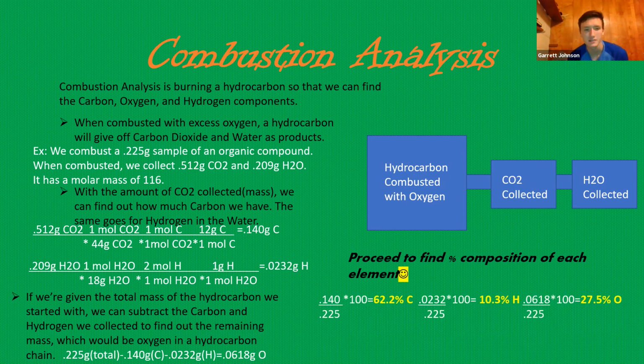Now that we have the masses, we can find the percent composition. All you've got to do is divide by the total mass, which we're given, the 0.225 gram sample. So 0.14 grams of carbon divided by 0.225 grams total, times 100, gives you 62.2%. Hydrogen, 0.0232 grams divided by 0.225 grams total, times 100, gives you 10.3% hydrogen. And for oxygen, 0.0618 grams divided by 0.225 grams total times 100 gives you 27.5%. This is our percent composition of our hydrocarbon.